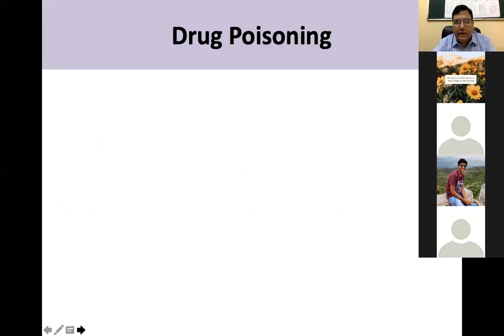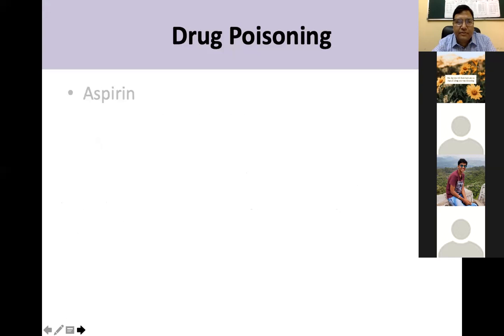Coming to the different, that was all about the chelating agents. Next part is the drug poisoning, which are the common drugs which we are going to take, and many a times patients do come to our emergency conditions. They are having the poisoning, or they have taken overdose, or they have been given overdose of certain compounds.